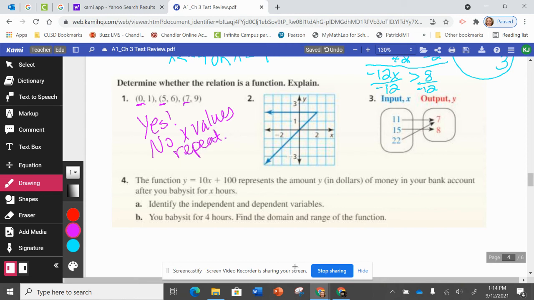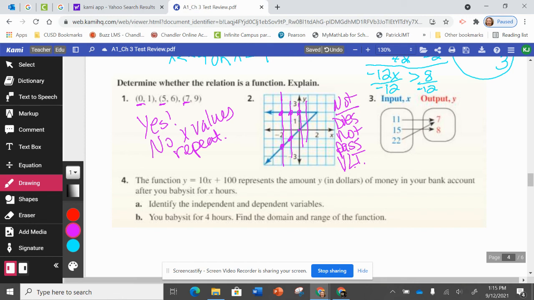For number 2, when we're given a graph, we can do the vertical line test. And we can see that, we do several of these and we're touching the graph in more than one spot. So this is not a function because it does not pass the vertical line test, VLT, vertical line test.